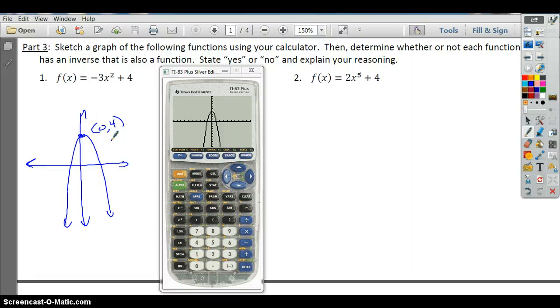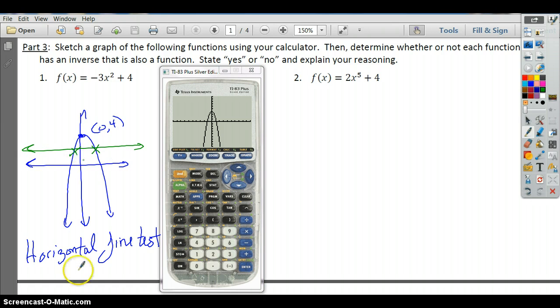Now, what we're going to do to determine whether this has an inverse function is a horizontal line test. So we're going to test this with a horizontal line. What that means is, if I draw a horizontal line, does it hit my graph more than once? So there's a horizontal line, it hits here and here. Therefore, since it hits more than once, there will be no inverse function. All bets are off. So that's the horizontal line test. No inverse because it does not pass the horizontal line test.